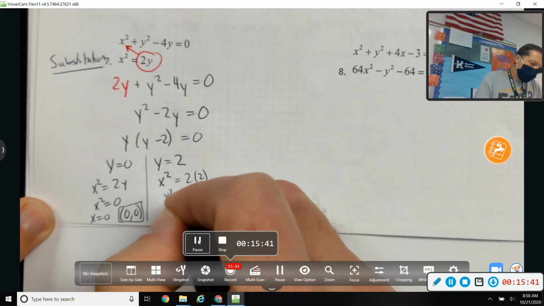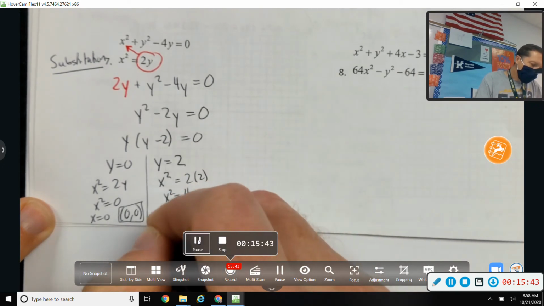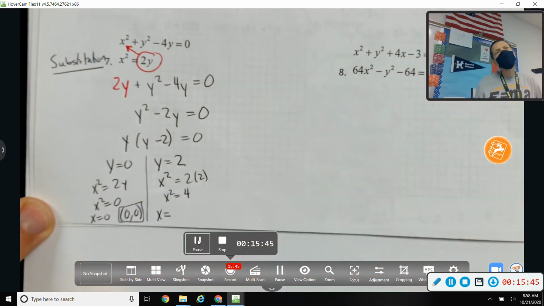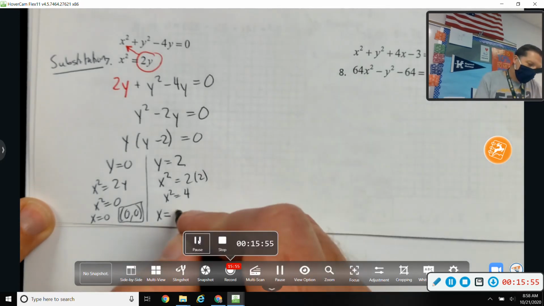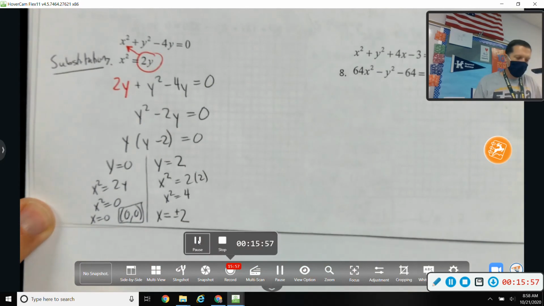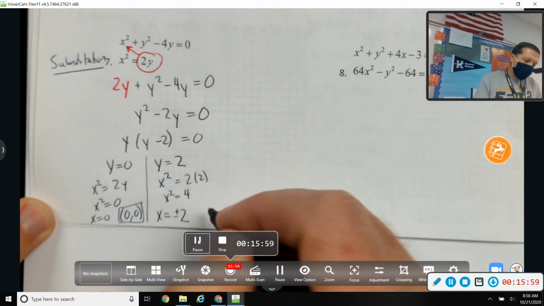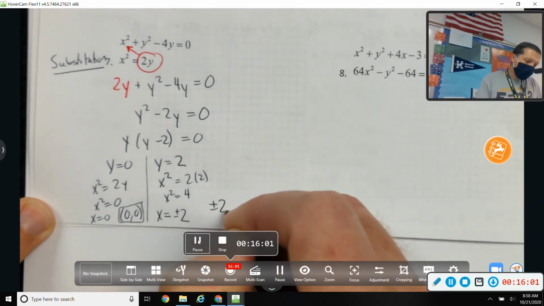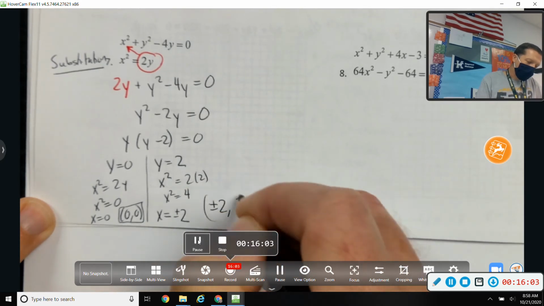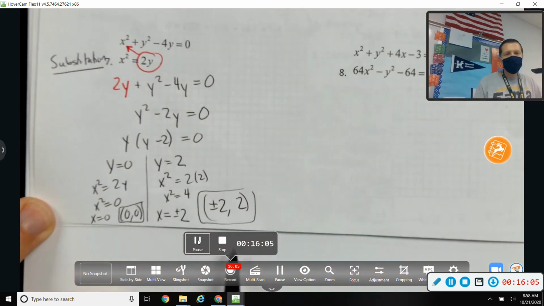So x squared equals 4. If x squared equals 4, what does x equal? You guys are all half right. Plus or minus 2. So that comes up a lot. So when y is 2, x is plus or minus 2. So I think I'll just write that as, I don't want to say write it as 1 point because that's really 2 points. So this one had 3 solutions.